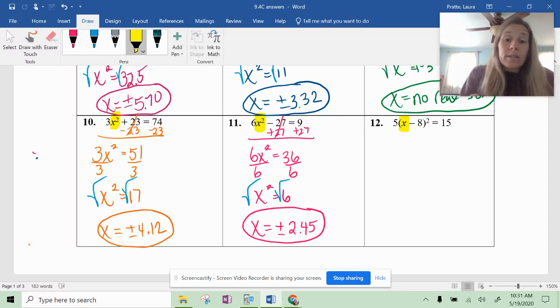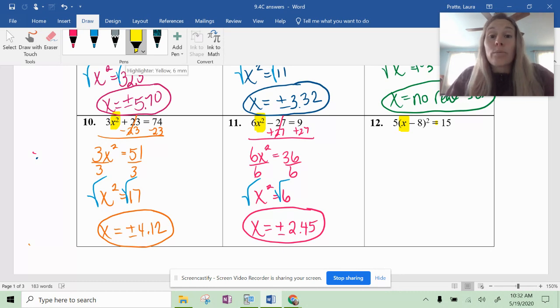Now the last problem, there were no parentheses or anything, so we just moved things over by adding and subtracting and then dividing or multiplying. But now we have parentheses involved. Now you do not want to distribute here, because if you remember, when you have a parenthesis with a square on the outside, you would actually have to write the entire parenthesis twice and then FOIL. So you could do it that way, but it's a lot of work.